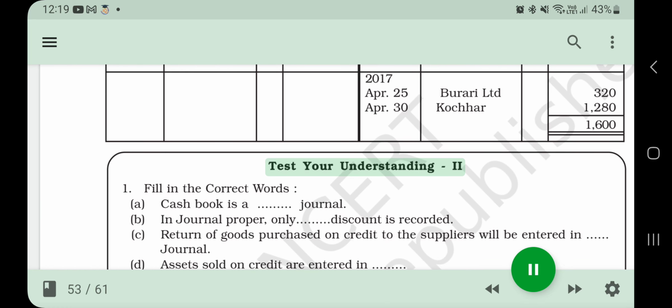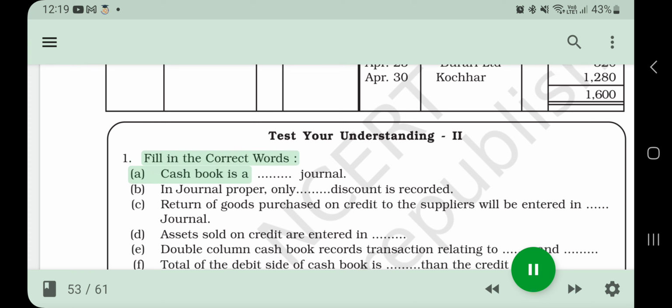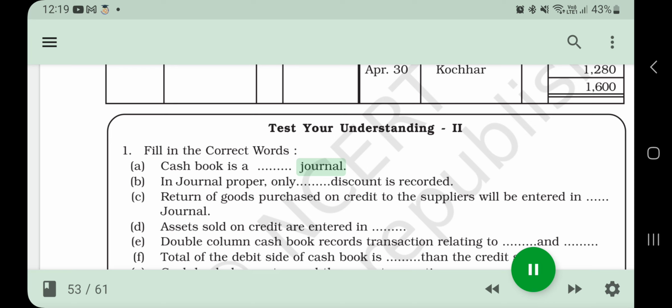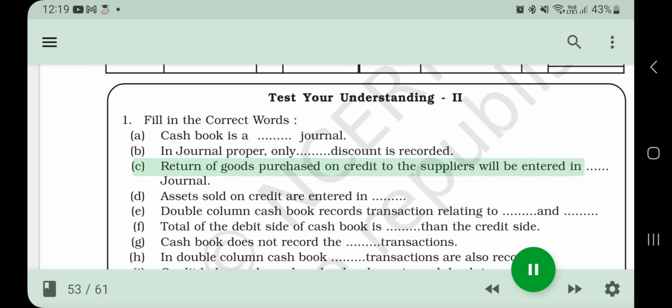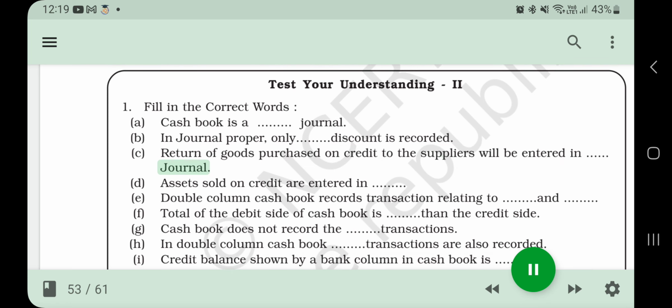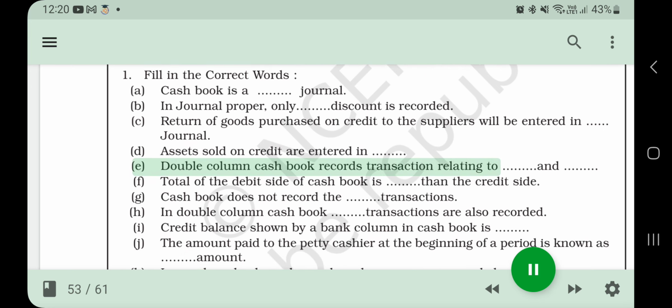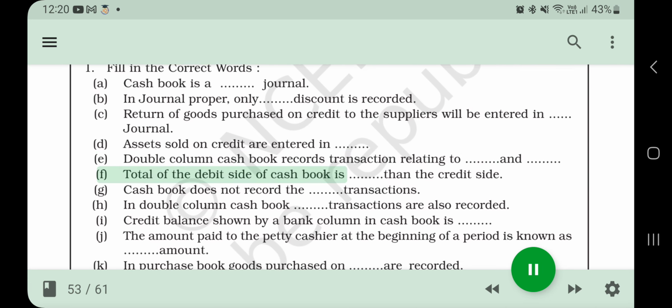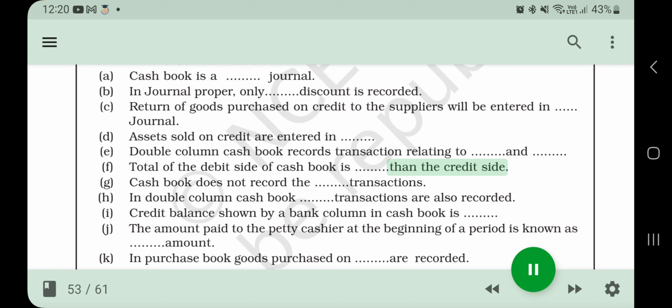Test your understanding. 1. Fill in the correct words. A. Cash book is a journal. B. In journal proper, only discount is recorded. C. Return of goods purchased on credit to the suppliers will be entered in journal. D. Assets sold on credit are entered in E. Double column cash book records transaction relating to and F. Total of the debit side of cash book is then the credit side.